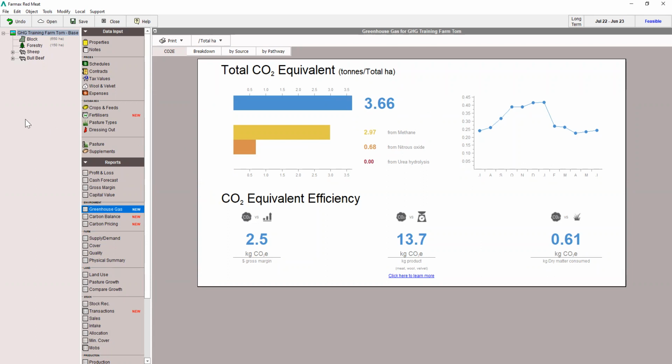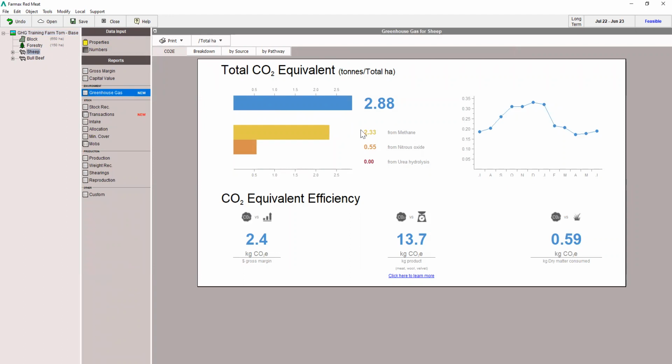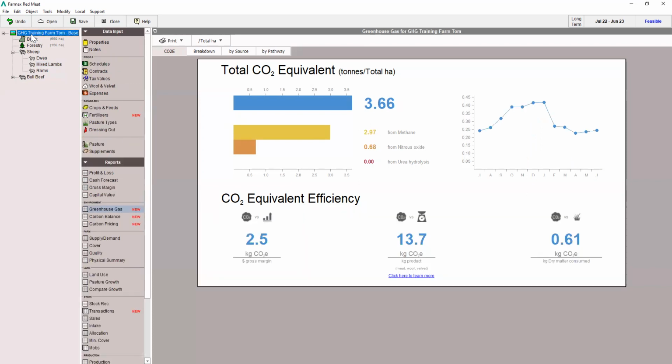But I can also view this report at a couple of different levels. So if I go to my sheep enterprise, for example, and look at greenhouse gas, I can see that my sheep enterprise is contributing about 2.88 tonne of CO2 equivalent per total hectare. And if I want to dig in a little further, I can see that my mixed lamb mob is contributing about 0.39 tonne of CO2 equivalent per total hectare. So many of these greenhouse gas reports are available at different levels in Farmax, depending on what you're wanting to drill into. And they can also be filtered by various different areas.